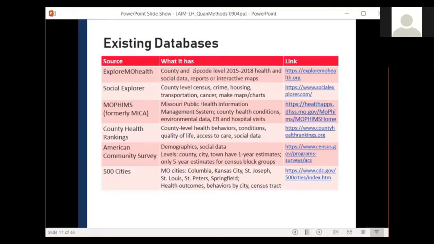And one example that we'd like to point out is Explore Missouri Health, which is a good one to check out if you're not yet familiar with it, because it pulls in national census data and other data from multiple sources for Missouri counties, and some information is available at the zip code level, and it's pretty user-friendly.